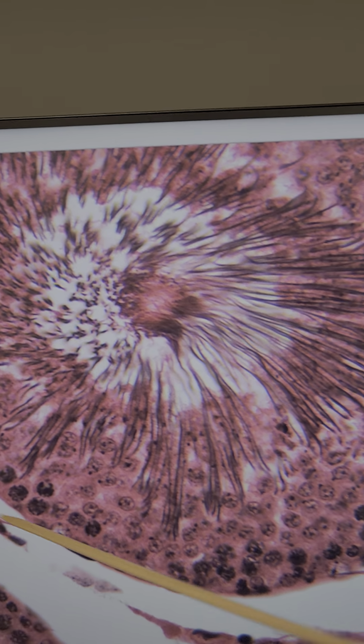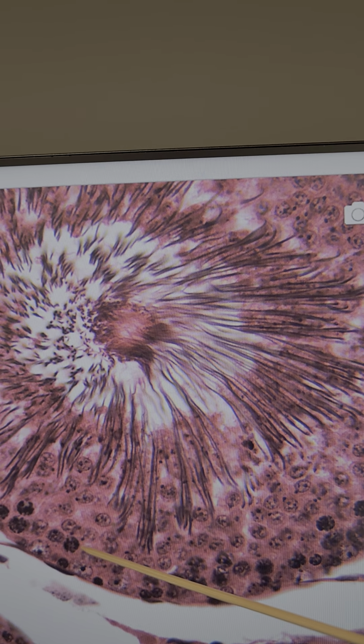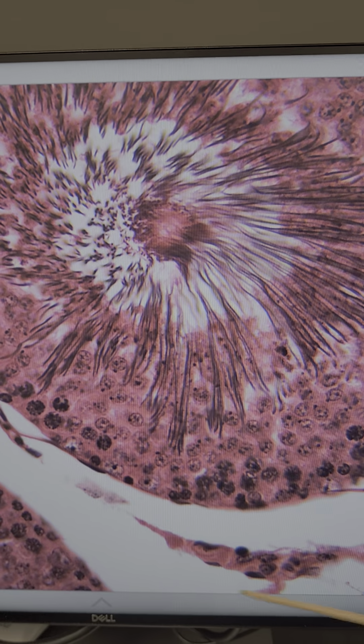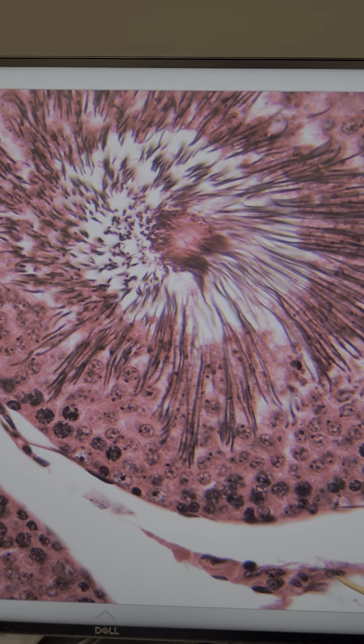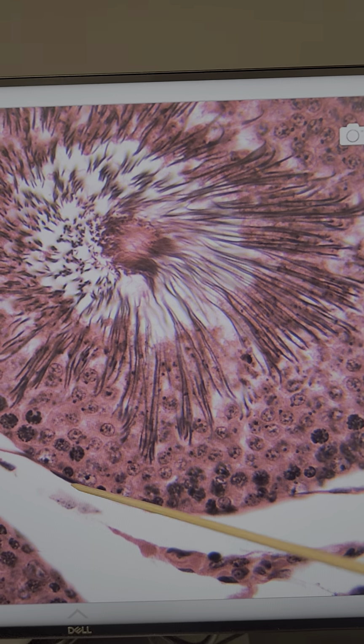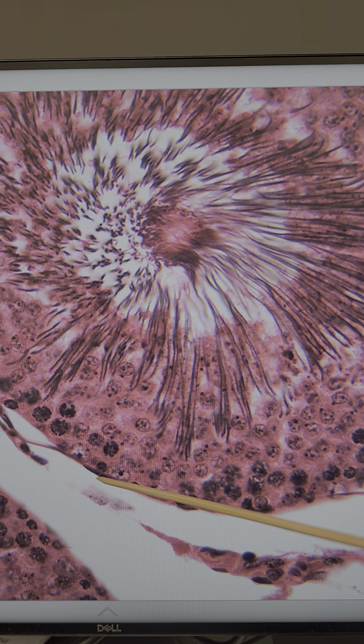Here we have, again, the seminiferous tubule, and we have the spermatids or spermatozoa here. Again, we've got the interstitial cells of Leydig, which produce testosterone. What you don't have to know, which you can actually see really nicely here, here's a myoid cell.